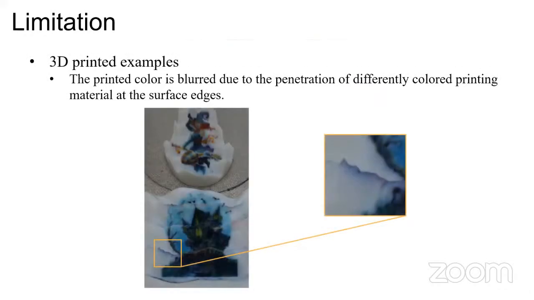The second one is that the printed color is blurred due to the penetration of differently colored printing material at the surface edges. Recently, some researchers have developed solutions to this very problem. In the future, we would like to integrate these solutions into our system.